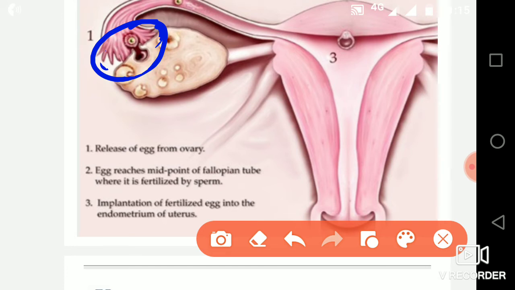When the egg gets fertilized, it gets converted to the zygote, and it will get implanted, attached to the uterus, which is known as implantation. So implantation of the fertilized egg into the endometrium, that means the inner wall of the uterus, will take place.